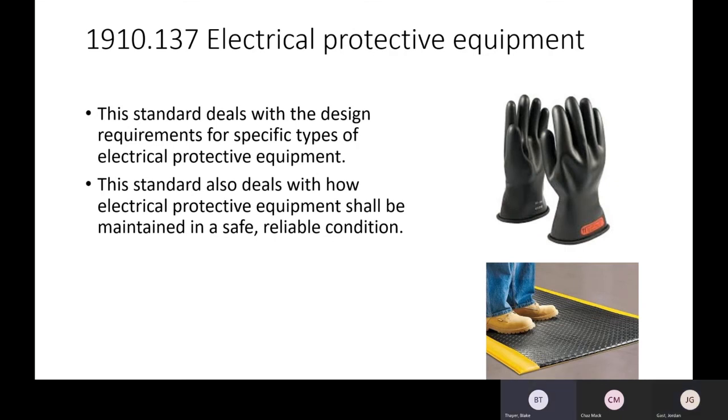1910.137, electrical protective equipment. This standard deals with the design requirements for specific types of electrical protective equipment. This standard also deals with how electrical protective equipment shall be maintained in a safe, reliable condition.